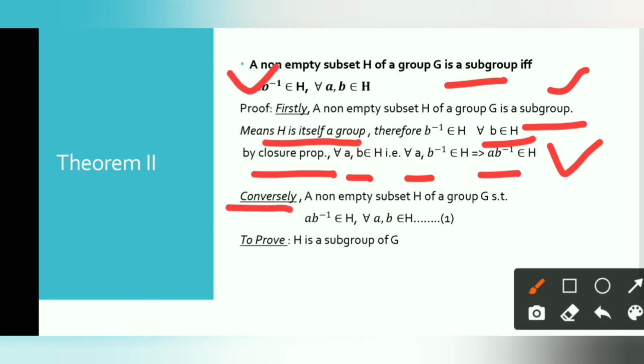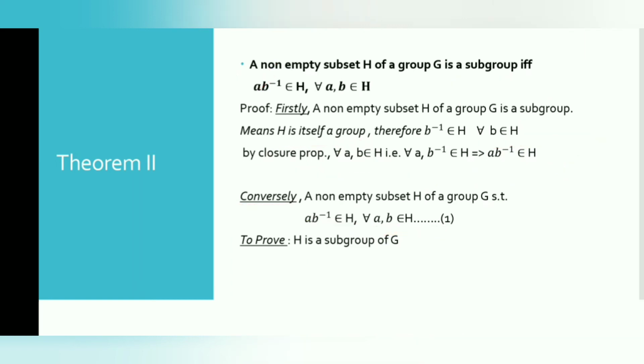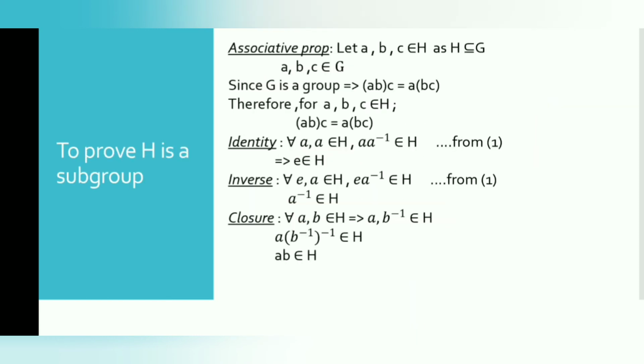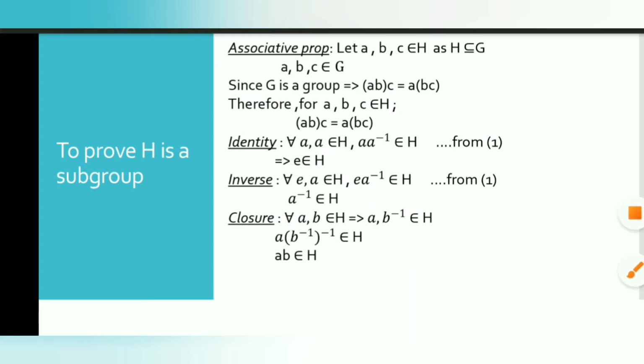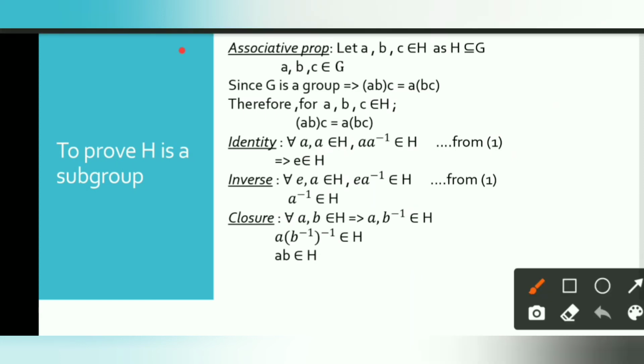Now for the converse part, we have taken this thing to be true: A into B inverse belongs to H for all A, B belongs to H. Now we have to prove H is a subgroup. Again we have to prove the 4 properties of a subgroup, and we will prove them in this order. First of all, the associative law. It is similar to the last theorem: we have taken these three elements in H. H is a subset of G, therefore these three elements are in G also, and G is a group, therefore the associative property holds. So this is the first part, associative.